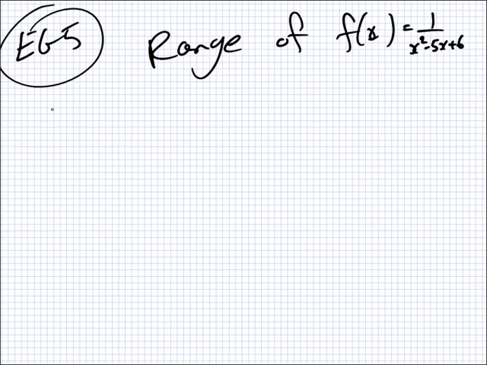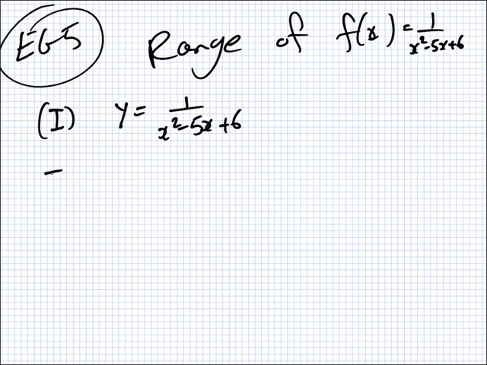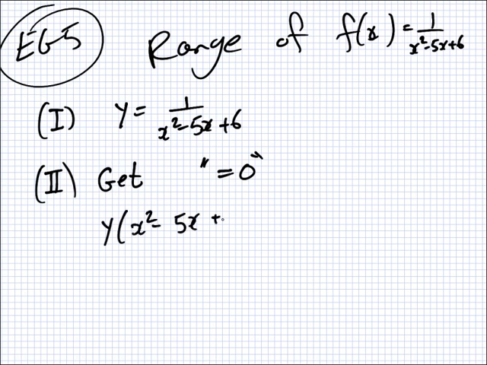Here's the process. Step 1 in the process is simply to make y equal to your function, so that's all fine. Step 2, you need to rearrange it so it's equal to 0. Okay, so you need to get it in the form of equal to 0. Like that, okay? So you cross multiply: y(x squared minus 5x plus 6) equals 1.